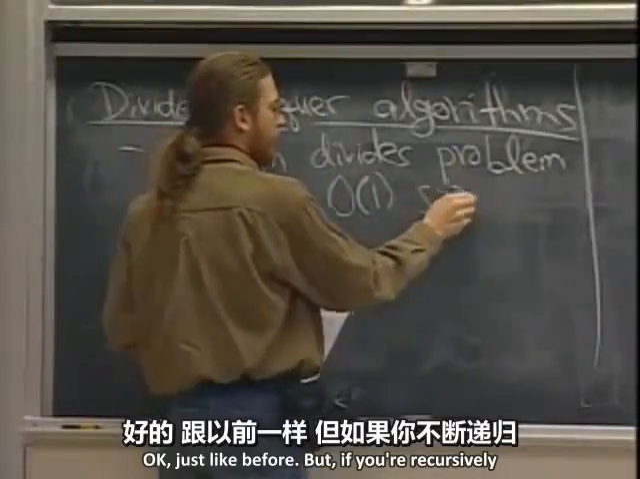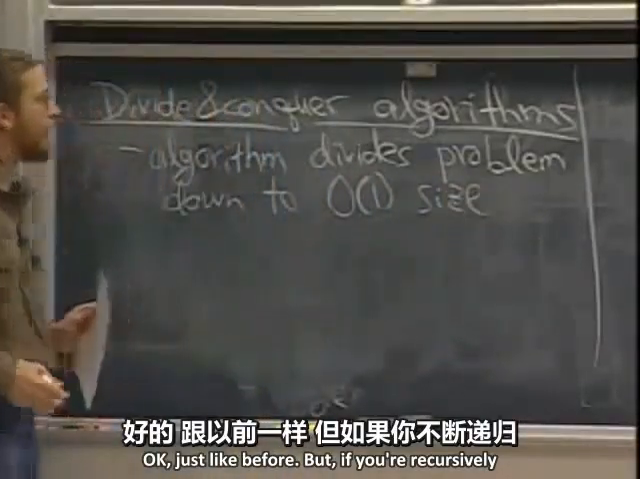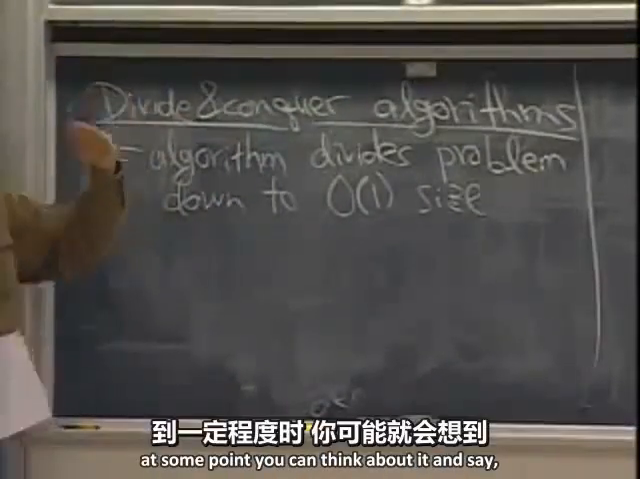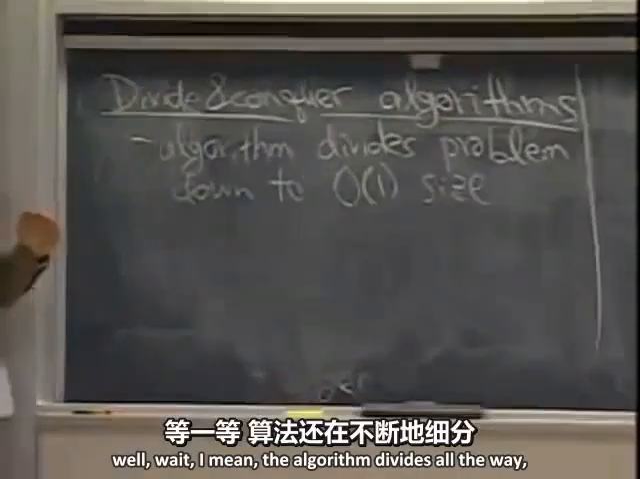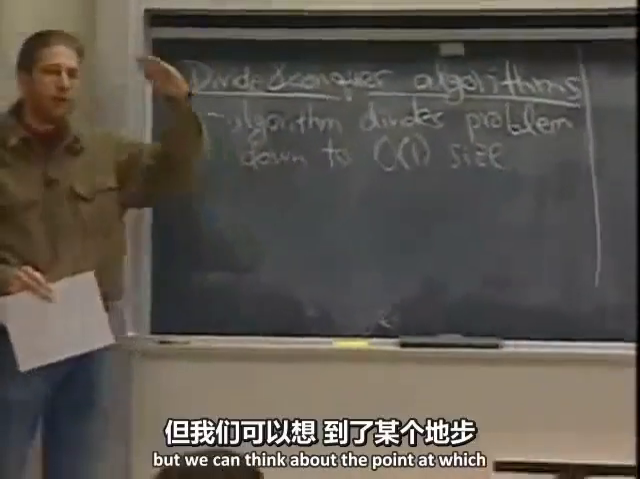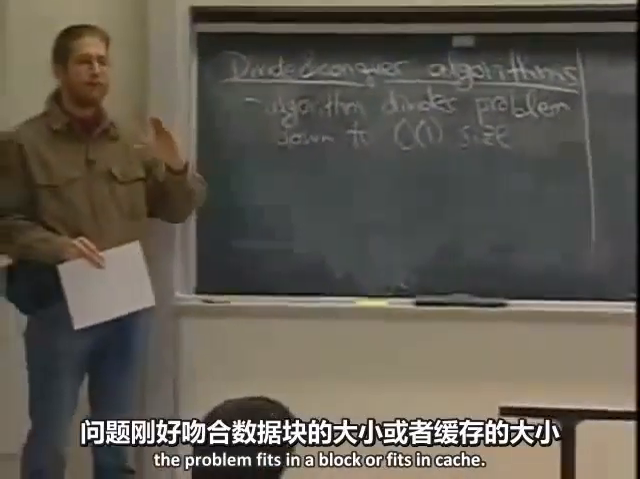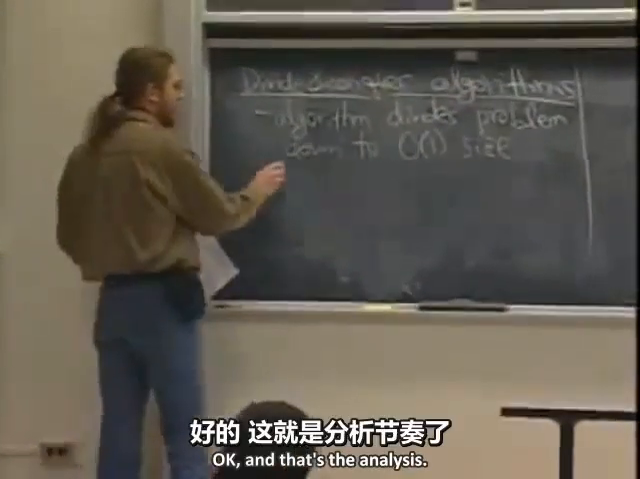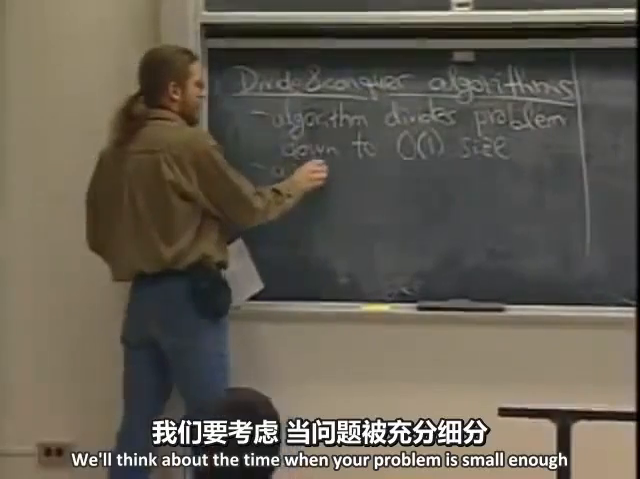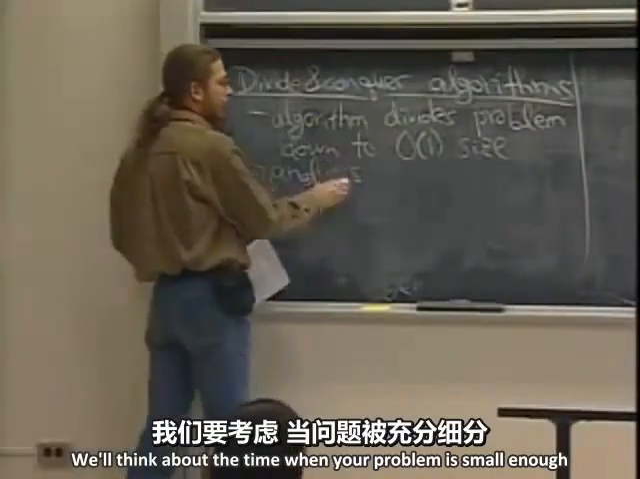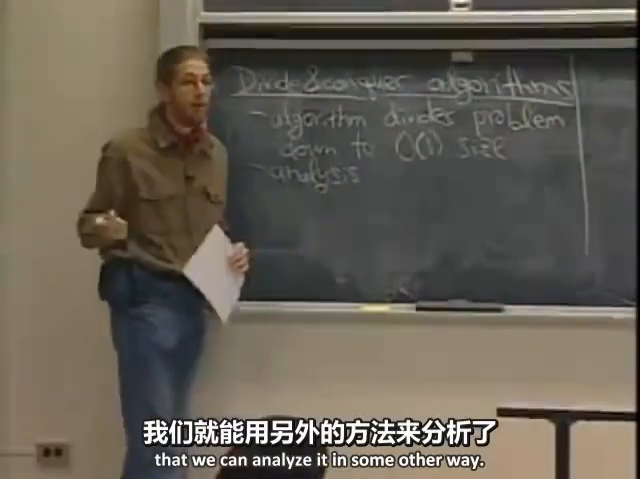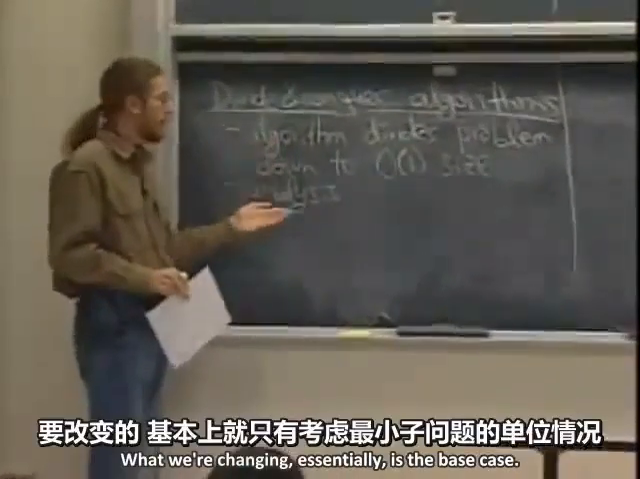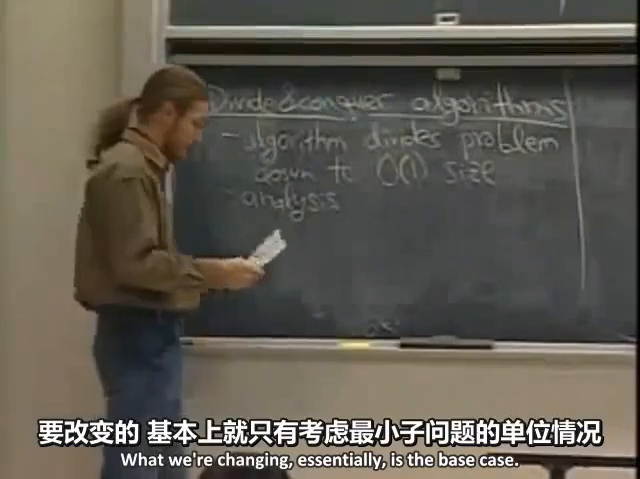Okay, just like before. But if you're recursively dividing your problem into smaller things, at some point you can think about it and say, well, wait, the algorithm divides all the way, but we can think about the point at which the problem fits in a block or fits in cache. So that's the analysis. We'll think about the time when your problem is small enough that we can analyze it in some other way. So usually we analyze it recursively, we get a recurrence. What we're changing essentially is the base case.